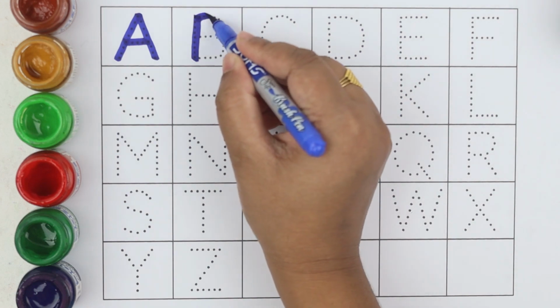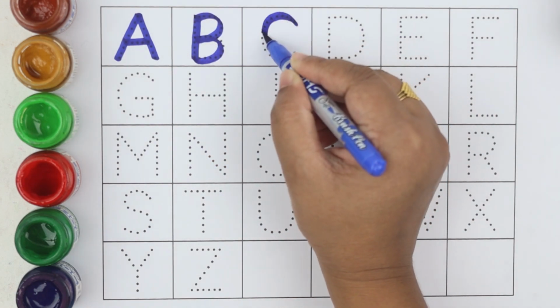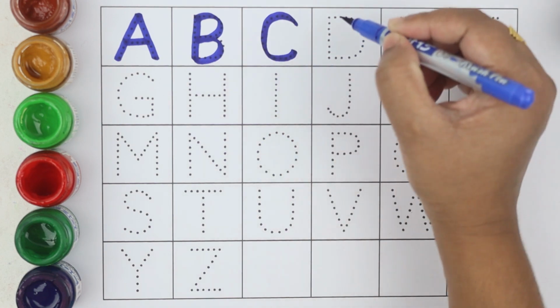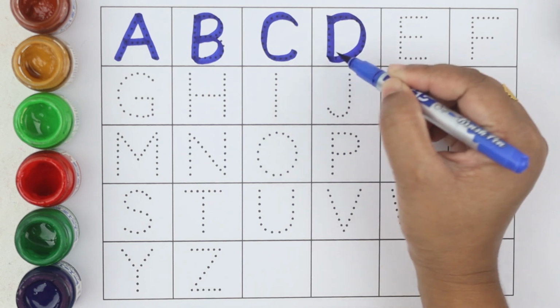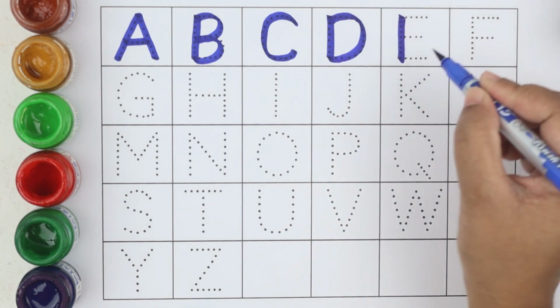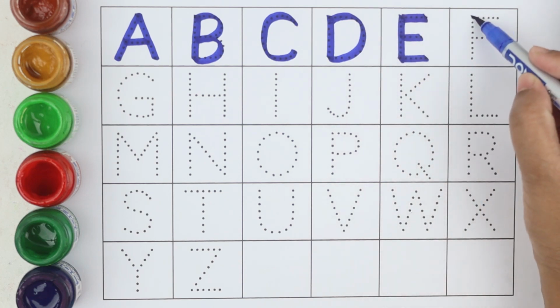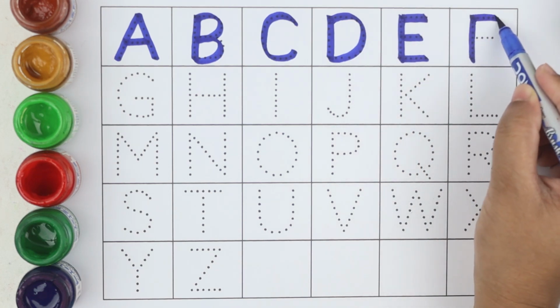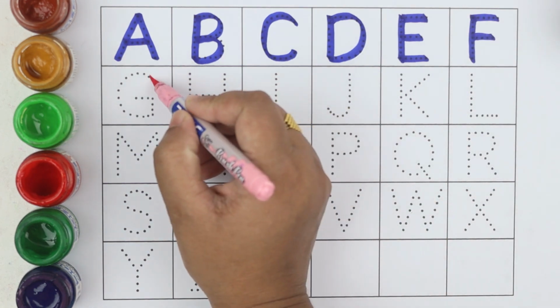B for ball. C for cow. D for dog. E for elephant. F for fish. Light pink color.